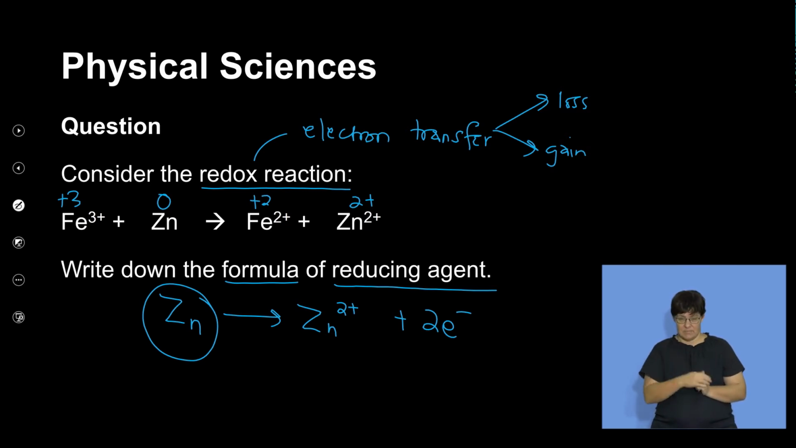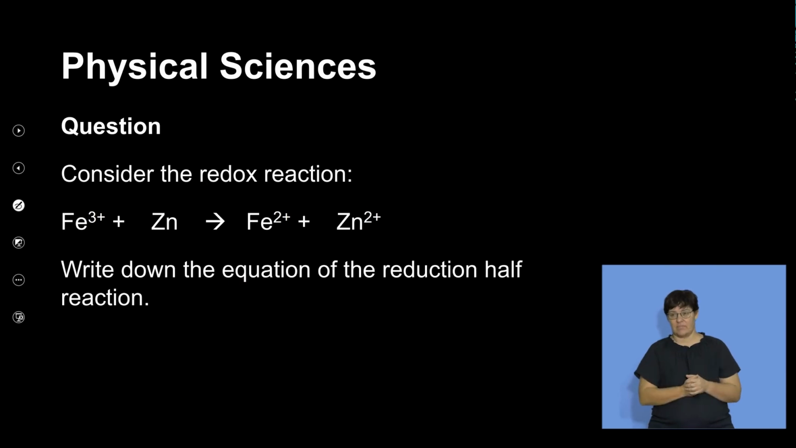So sometimes it can say the name. If it says the name, then you have to write the full chemical name. But in this case, we're looking at the formula, right? Okay, and then write down the equation of the reduction half reaction. Reduction has to do with the gain of electrons.